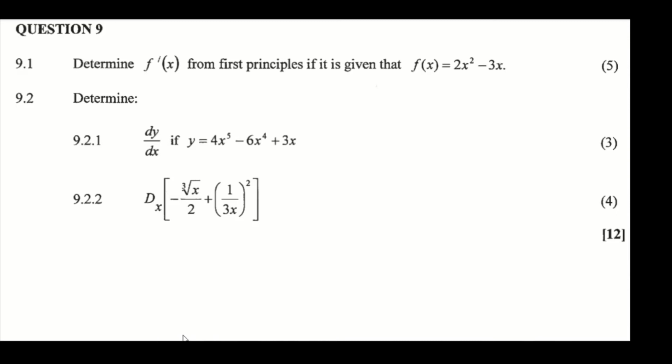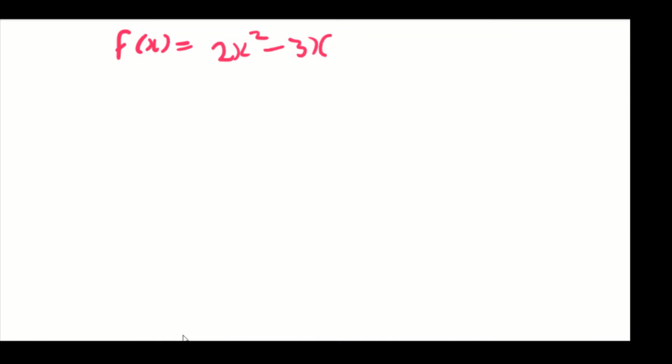Now we're going to do question 9. 9.1. We are asked to find the derivative of this f of x using first principles, right? So let's do that quickly here. So we have f of x being equal to what? Let's look, 2x squared minus 3x. So it's 2x squared minus 3x, right?